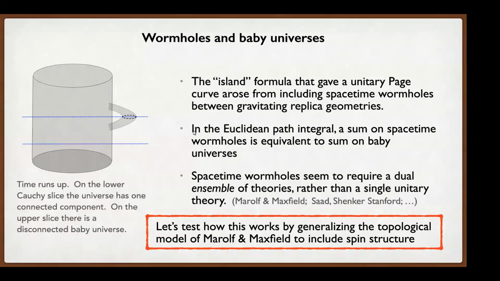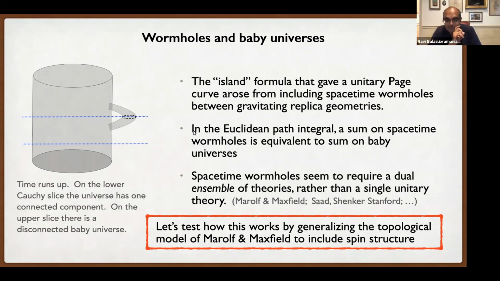Are these handles the replica wormholes? Good question. Here, we're not doing a replica calculation. The idea is that in the replica calculation, the statement that you should include wormholes on the Euclidean, gravitational side is simply a special case of the general statement that when you do the Euclidean gravitational path integral, you must include space-time wormholes.